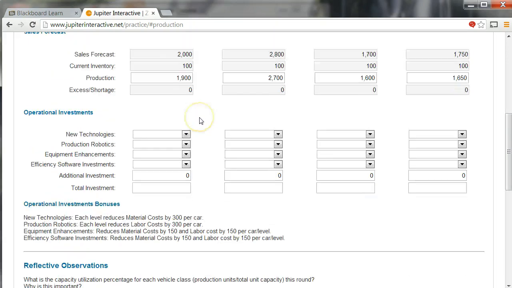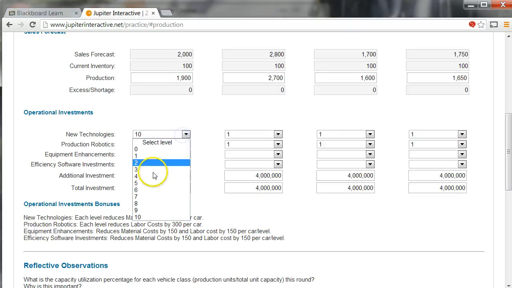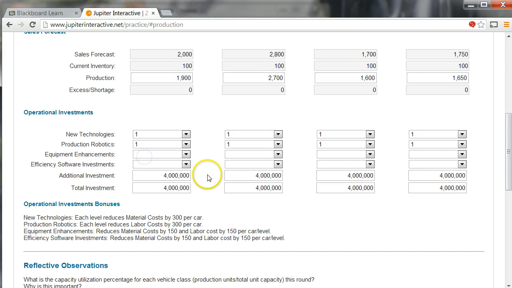And now here is operational investments: new technologies, robotics, equipment enhancements, software investments. This is an area where I get to invest in my company. By buying a level of investments, and I can go all the way up to level 10, but I can't buy everything at once because they're very expensive. But for every level I buy, I get a cost reduction on the manufacturing of my car next round.